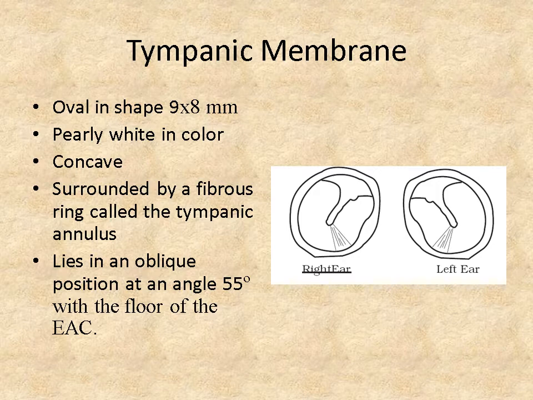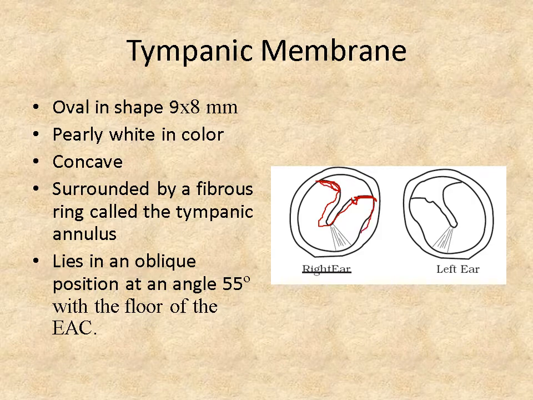The tympanic membrane is placed in an oblique position, at an angle of 55 degrees with the floor of the external auditory canal, so that the anterior and the inferior walls of the external auditory canal are longer than the posterior and the superior walls. What are the landmarks on the tympanic membrane? Here, the anterior malleolar fold, the lateral process, the handle of malleus, and the posterior malleolar fold.